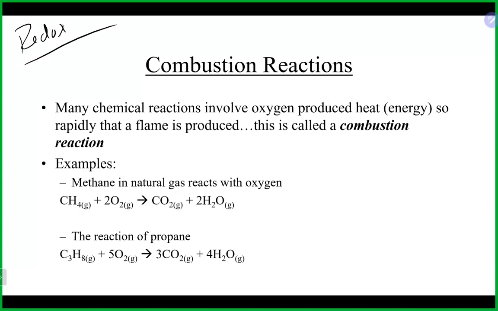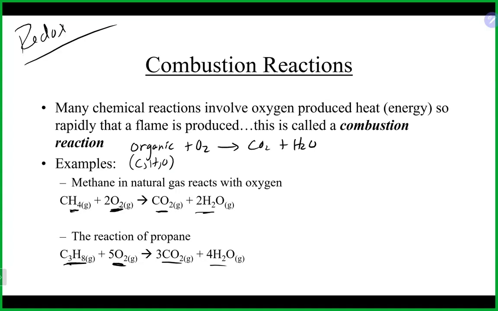And that is usually an organic compound plus some oxygen makes CO2 and water. Those are usually organic combustion reactions. As you can see here, like when you light your Bunsen burner, oxygen and methane react and CO2 and water are formed. And an organic compound is usually carbon, hydrogen, maybe oxygen involved. Same thing down here: carbon, hydrogen, oxygen, CO2 and water. That is basically your classic combustion reaction.